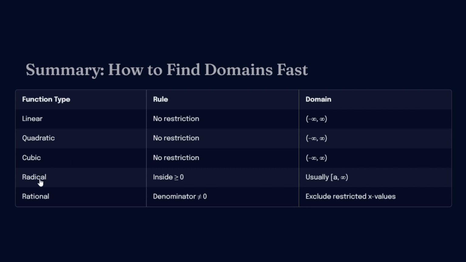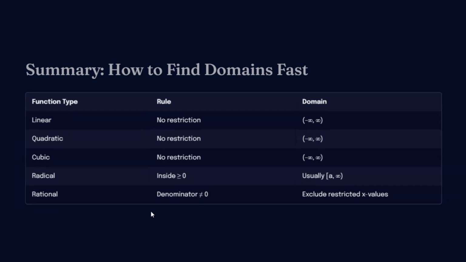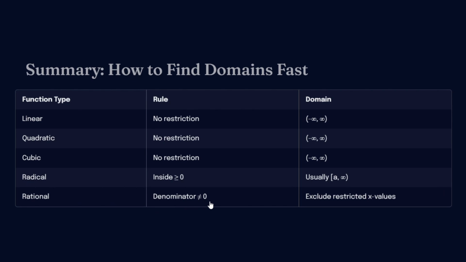For a radical function, if you have the square root or any even root, what's under the root has to be greater or equal to 0. So usually your domain will start at a particular value to infinity. And then for rational functions, the rule is that the denominator cannot be 0. So you will exclude values of x that would make the denominator 0.